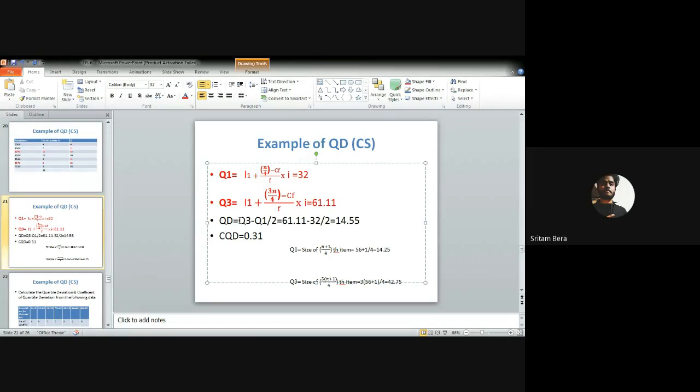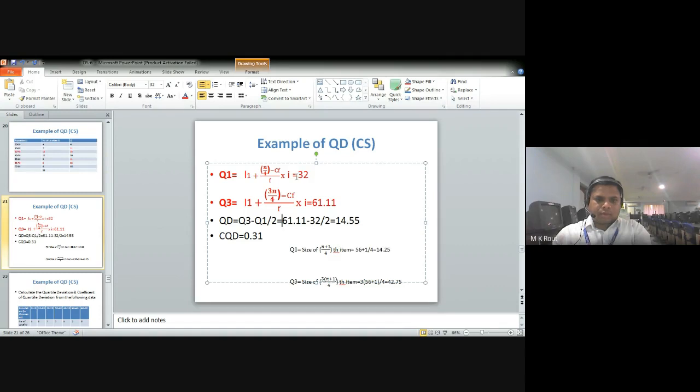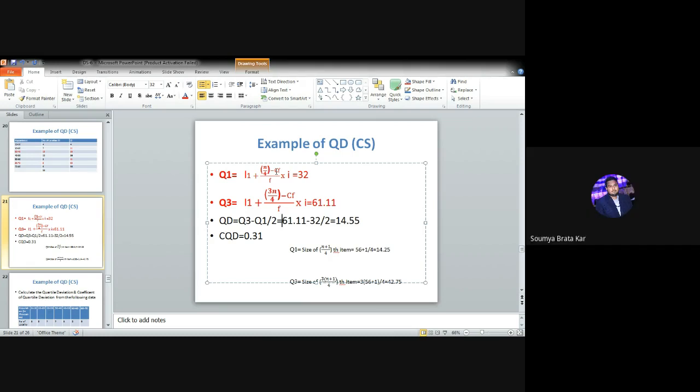Sir, I think the value of Q1 will be 33.33. Just check. Let's recheck this one. N equals 56 divided by 4, that is 14. 14 minus CF. CF is 11. 14 minus 11 by 15, 3 by 15 into 10. 1 by 5 into 10 means 2. 30 plus 2, 32. Sorry, sir, my mistake.